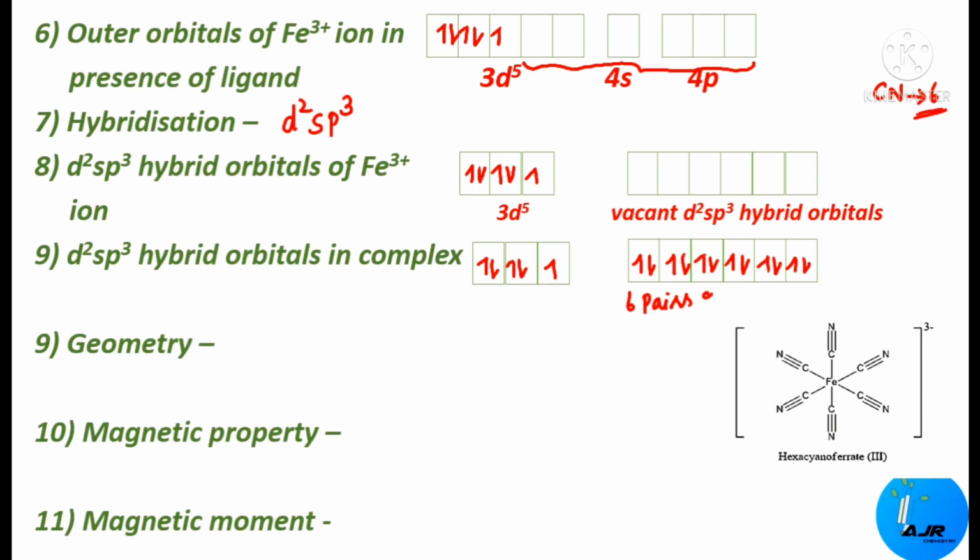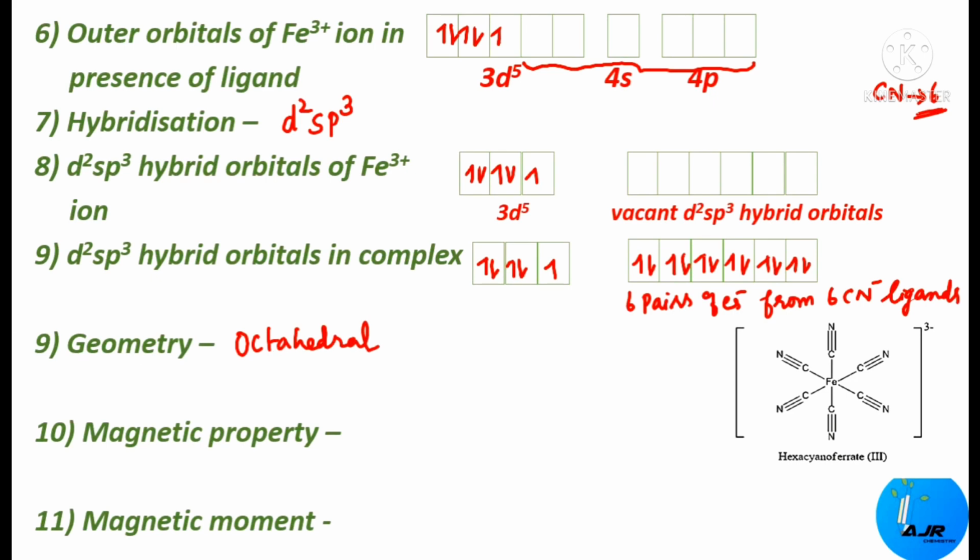6 pairs of electrons from 6 cyanide CN minus ligands, and those electrons will be accommodated in the hybrid orbitals provided by the central metal ion, that is Fe3+. Understood? So now look at the geometry. It is an octahedral complex, so it has 6 cyanide ligands. This is the structure, so it is an octahedral complex.